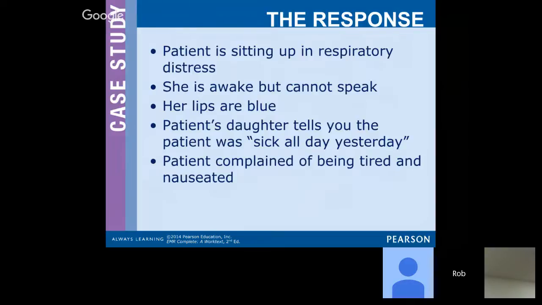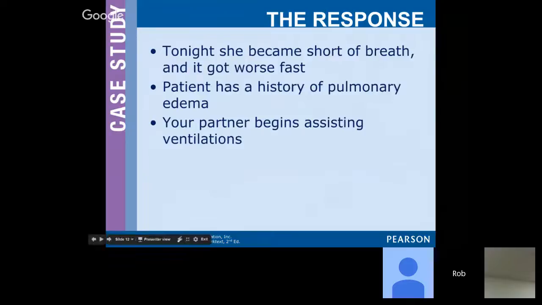So what we'll do as EMS is an inline breathing treatment. Tonight she became short of breath and it got worse fast. Patient has a history of pulmonary edema. Oh no, that's not good. Your partner begins assisting ventilations. Yay, you assisted ventilations. So what do you guys think? Appropriate treatment? Assisting the ventilations?